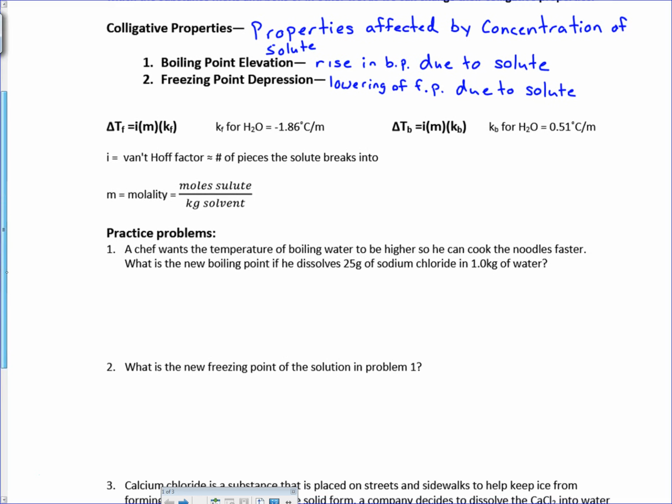This i here is called the Van 't Hoff factor, and you can think of it sort of like the number of pieces that something's going to break into. So really what you're thinking about with the Van 't Hoff factor is, if it's ionic, it's going to break into however many ions there are. So NaCl would break into 2 pieces, CaCl2 would break into 3 pieces, AlCl3 would break into 4 pieces, things like that. For something that's covalent, for something that just has nonmetals in it, the Van 't Hoff factor is going to be 1. So it's important that you understand how to get that Van 't Hoff factor.